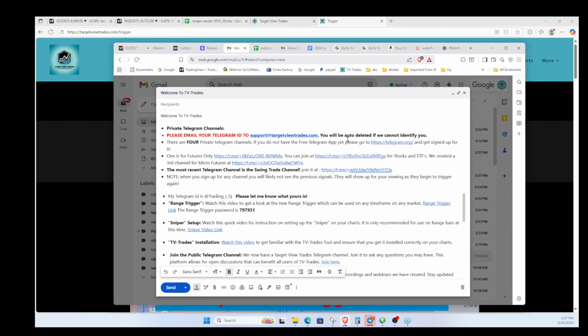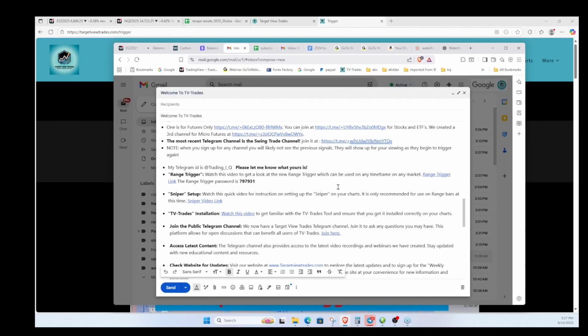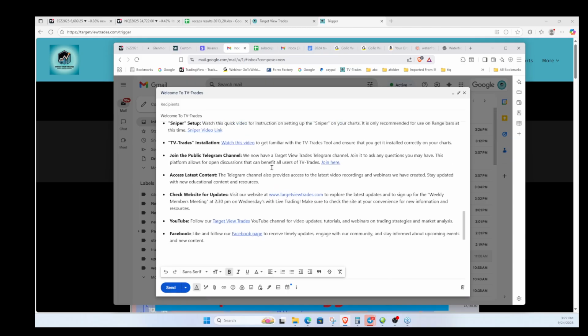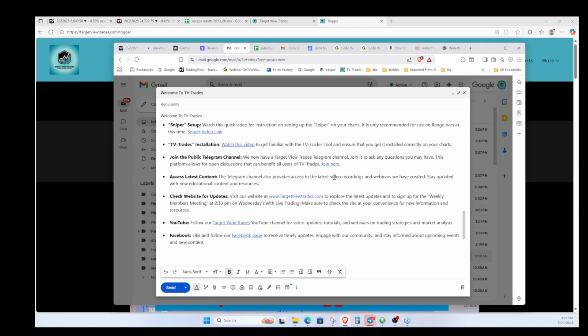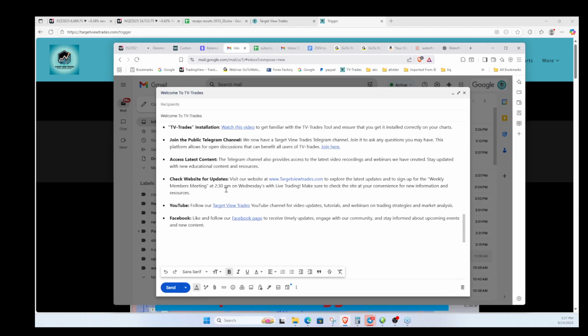You gotta join Telegram. You really need to join Telegram, because there's all the automated things that go out to the Telegram channels, all the trades that are automated that get sent out, that you gotta be in Telegram to get. Alright, the swing trade channel, all these other 3 channels that I have in there. Sniper, TV trades installation, public Telegram channel, that's another one. So I guess there's 5 Telegram channels you can get access to.